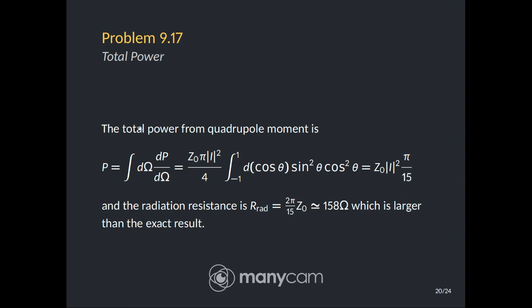The total power from the quadrupole moment is calculated with the following formula, and after we take the integration, P is equal to Z0 times I squared times pi divided by 15, and the corresponding radiation resistance is equal to 2 pi divided by 15 times Z0, which is about 158 ohm. And this result is much larger than the exact calculation.